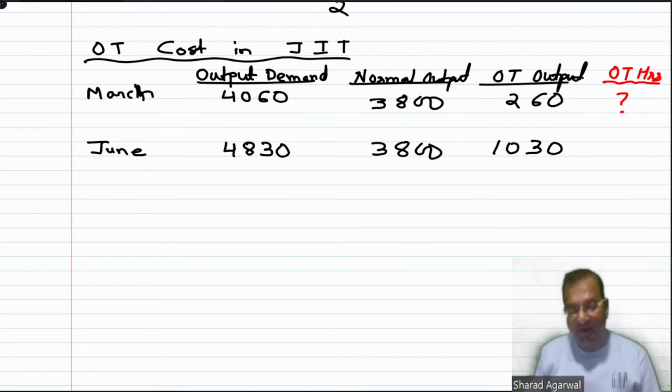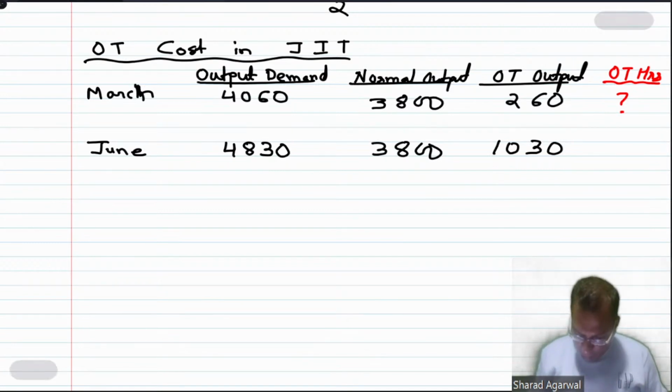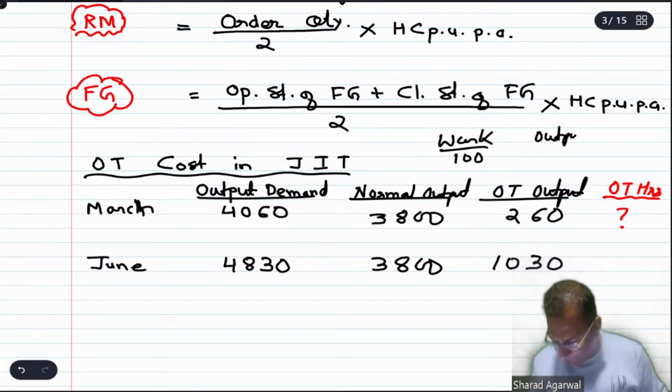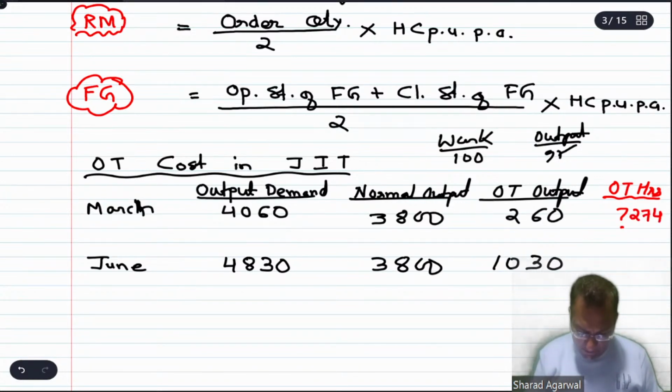It's 274 hours because the ratio is, if a worker works 100 hours, then the output is 95. So 260 is equivalent to 95. So for 100 it will be 274. ठीक है बेटा. और यहां के लिए भी निकालिए, आप कितना आ रहा है, 274.